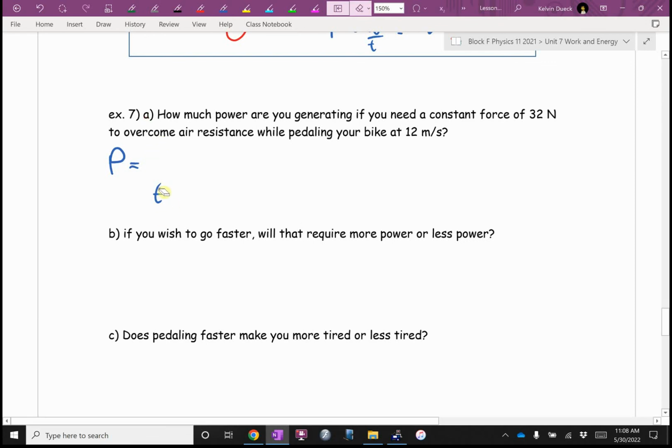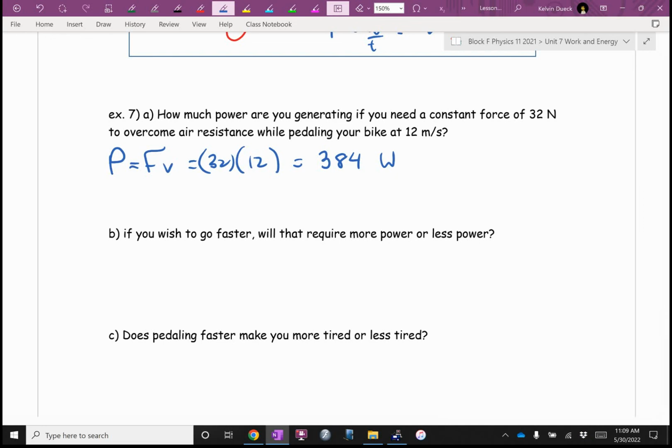Pick your pencils up. My next thought would be, well, there's another special subcase that pops out of that equation, force times speed. Did they give you a force? Did they give you a speed? Zaina, what'd you get? I saw you typing. 384. Power is measured in watts. Okay.